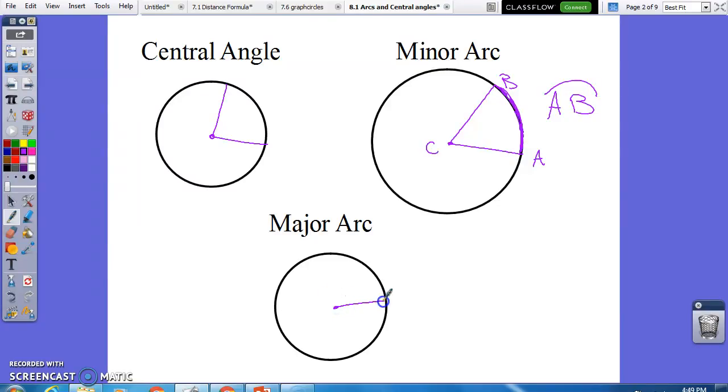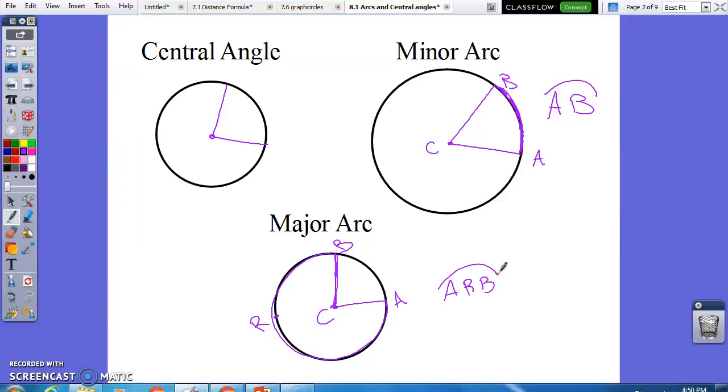The major arc, again, we don't really have to have the central angle here, but a major arc is going to be more than 180 degrees. Here's C, here's A, here's B, and there's R over here. So a major arc starts at one of these points, and to separate a major arc from the minor arc, we're going to use three letters. The major arc here would be arc ARB. So we're going to name it with three letters, including one of the letters in between, like that.